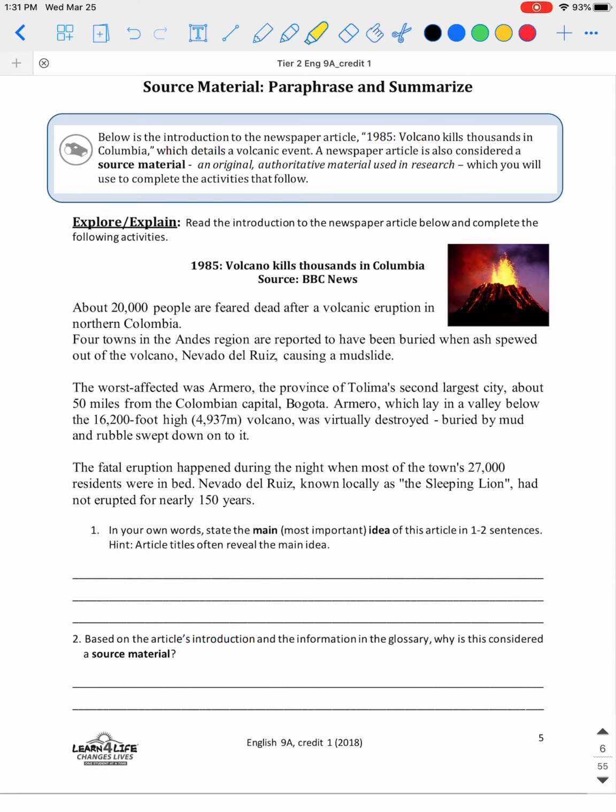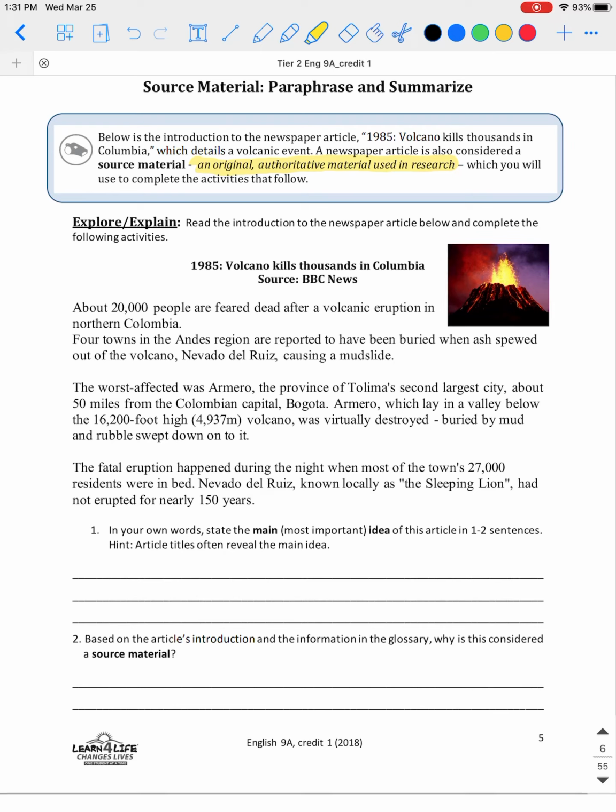Below is the introduction to the newspaper article 1985, Volcano Kills Thousands in Colombia, which details a volcanic event. A newspaper article is also considered a source material, an original authoritative material used in research, which you will use to complete the activities that follow. I will read the article.